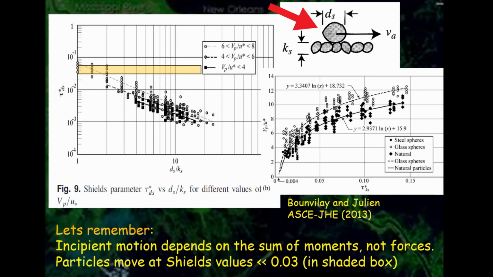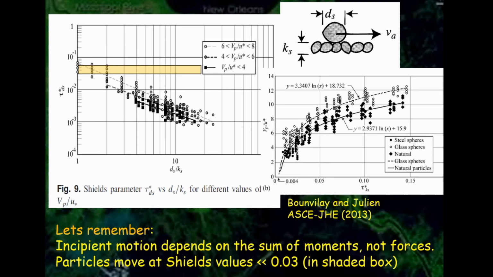So you have a particle now of grain size ds on a roughness bed of ks, which is different, could be the same. So if it is the same, then the ratio of ds to ks is going to be 1. And in this case, you remember my little box here, 0.03 to 0.06 on the Shields parameter. The Shields parameter for the particle that is on top here. Does it make sense? Yeah.